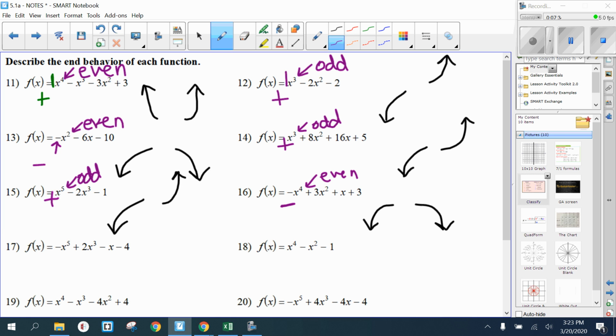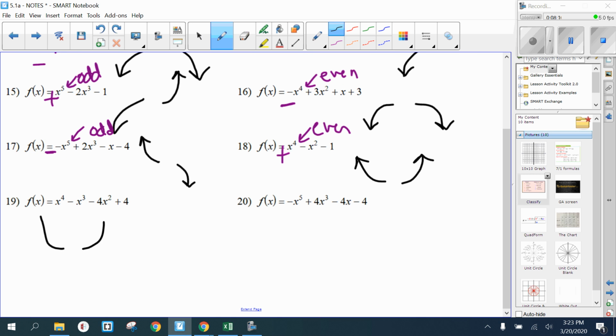Next one, odd and negative. So it's a negative slope. Negative slope goes downhill, right? Since they're odd, they do something different. You have to make them go downhill, so they're going to go up and down like this. That's the end behavior. Next one, even and positive. Well, we already have an even and positive like problem number 11. Up and up. Next one, same thing. Up and up because it's even and positive. Next one is odd and negative like number 17. Up and down. And that's it. That's the lesson.